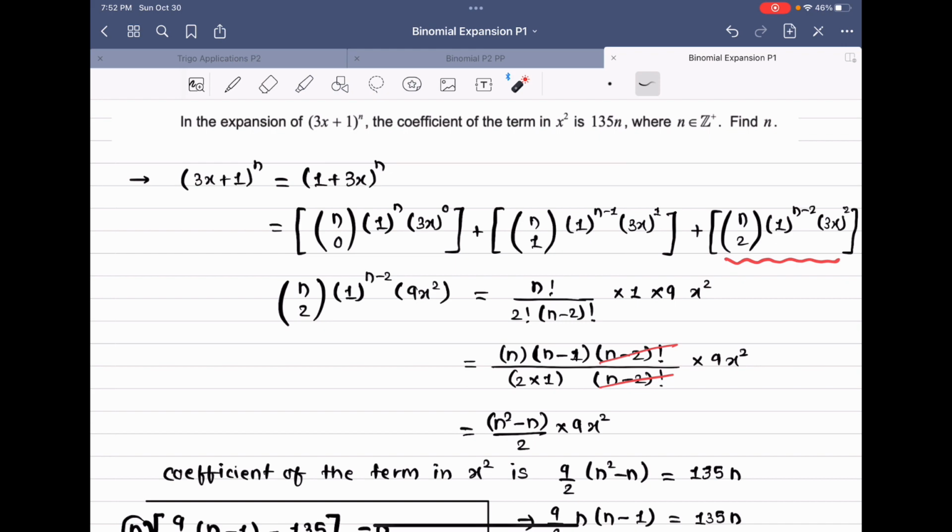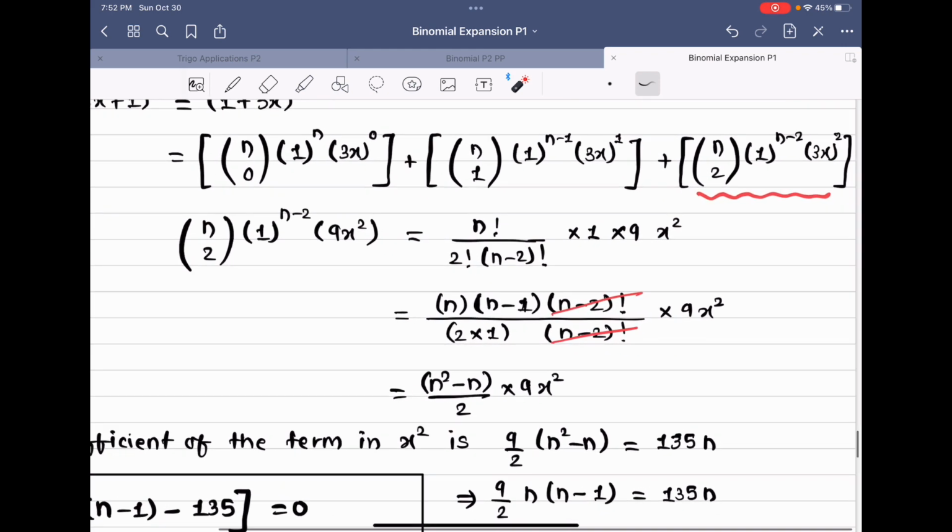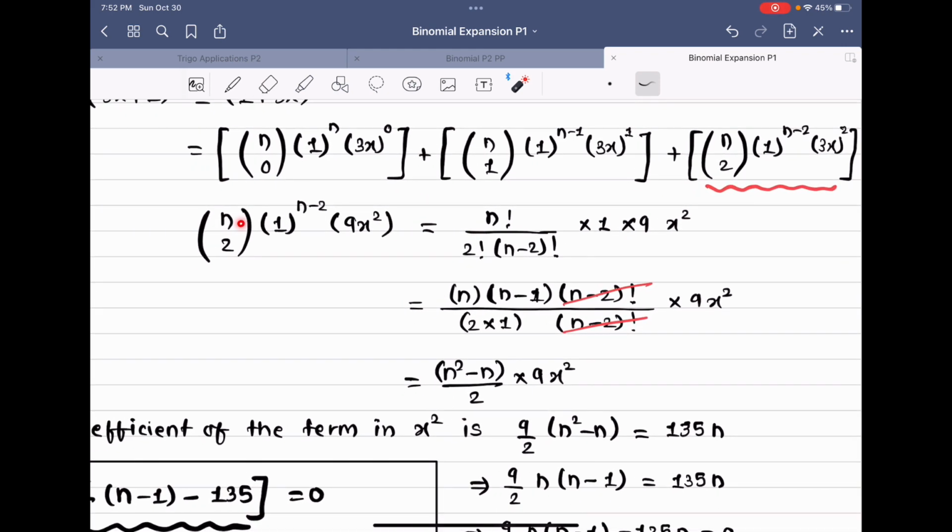Now I'm using a formula which is given in the formula booklet, which is nCr. n is n and r is 2. So n factorial over r factorial, that is 2 factorial times (n minus 2) factorial. 1 raised to anything is 1. 9 into x squared is 9x squared.